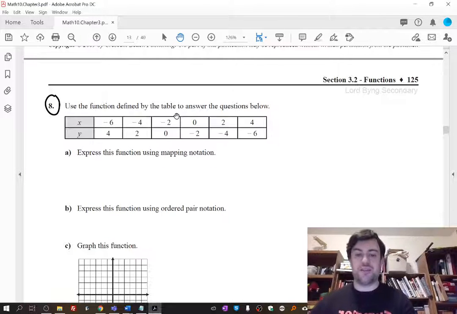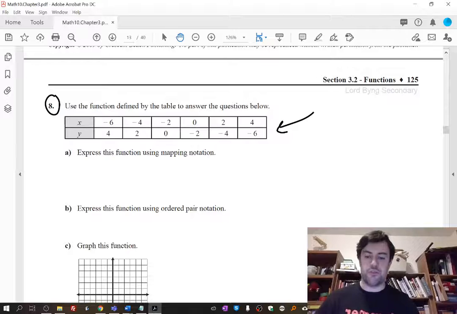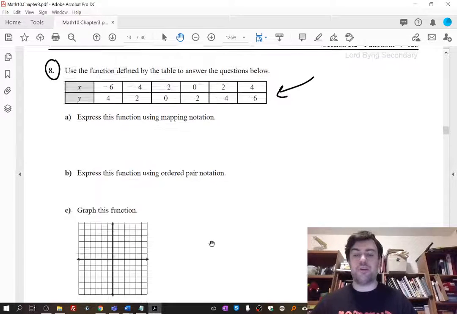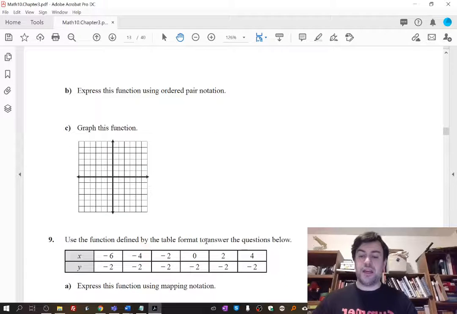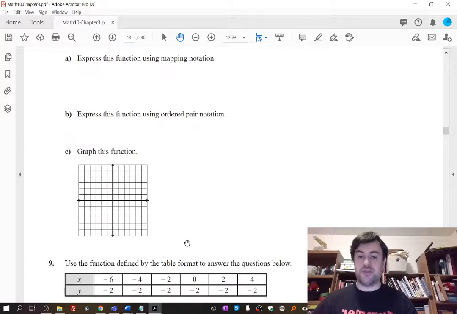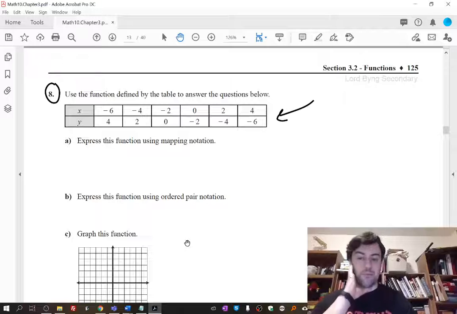you're basically given the ordered pairs in this format, in the tables, and then you're going to have to go and recreate all the other things. You're going to convert between these. So you're going to do ordered pairs, you're going to do the mapping, and you're going to do the graphing as well. You're going to do the same thing on question 9 as well. So maybe you can do question 8 as an example.